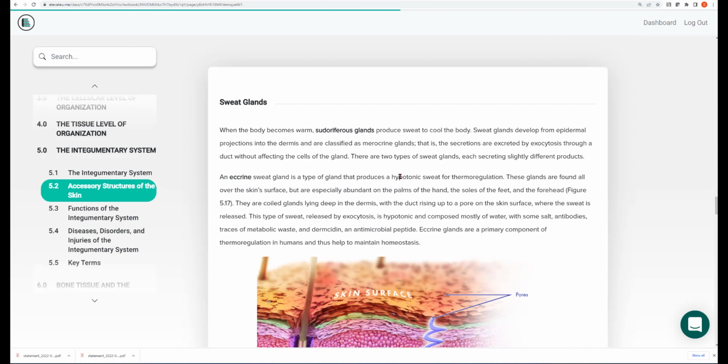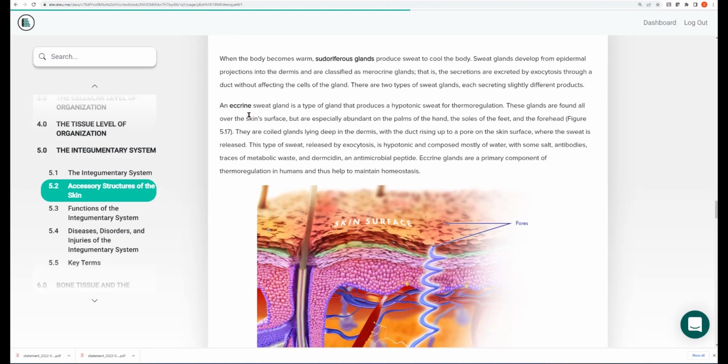And then we get to sweat glands. This is the third and final accessory gland of the integumentary system, and there's a few different types of sweat glands. We have sweat glands that help us cool our body. We have sweat glands that produce an oily substance that keep our skin moist as well. So let's talk about the kind of sweat gland first that releases good old normal sweat.